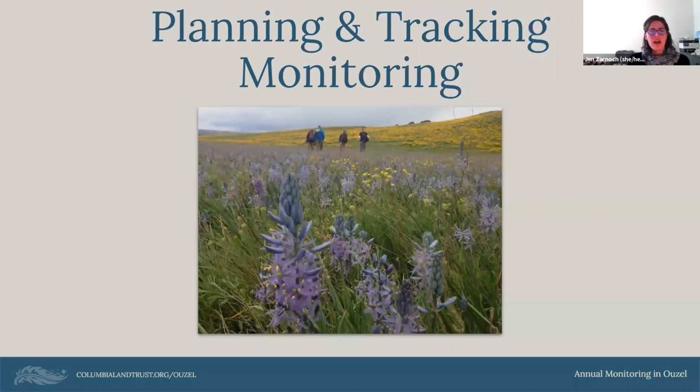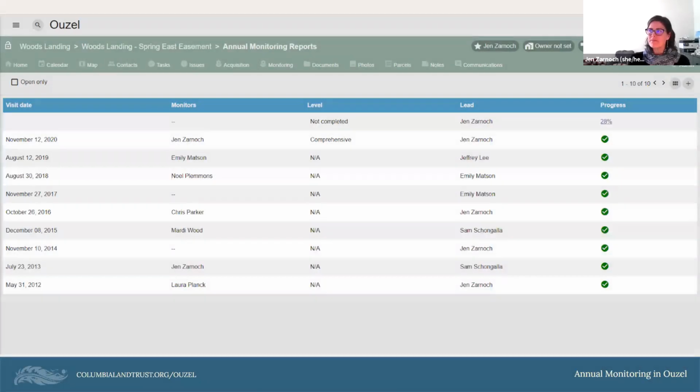So here, remember that pull down for monitoring reports? This is showing, at a given property level, all of the reports through time. You can see this year's report is planned but not completed, so of course it doesn't have a visit date yet. So I need to schedule that. And I can see at a glance the key information about old reports.